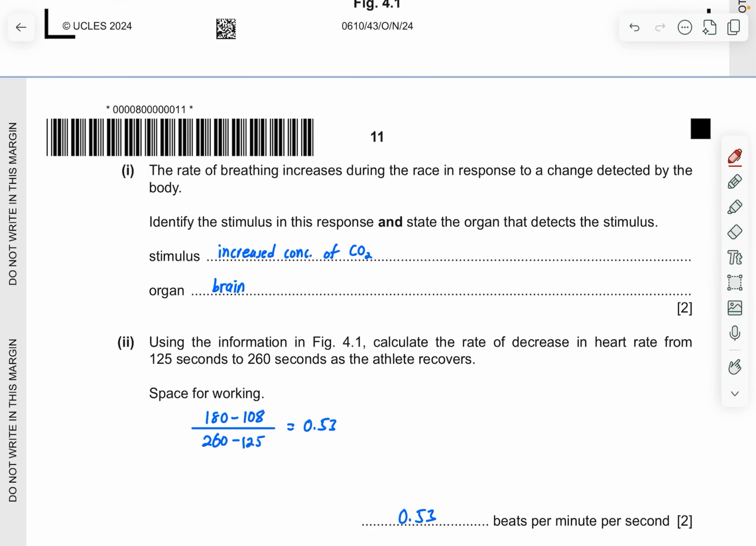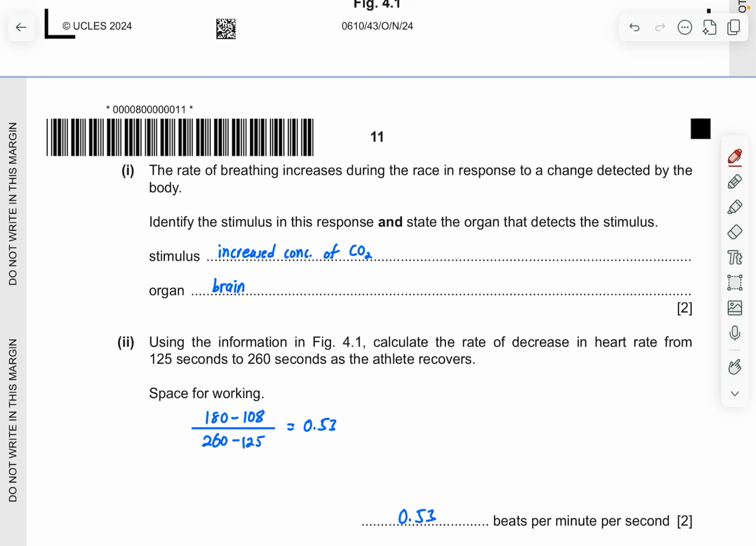The rate of breathing increases during the race in response to a change detected by the body. So again, can you identify the stimulus and state the organ that detects this? So the stimulus is the increased concentration of carbon dioxide, and the organ that responds to it is the brain.